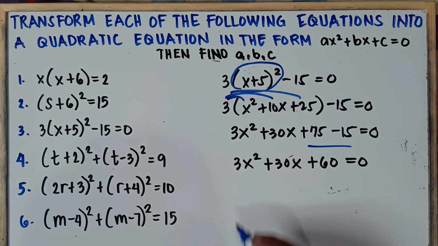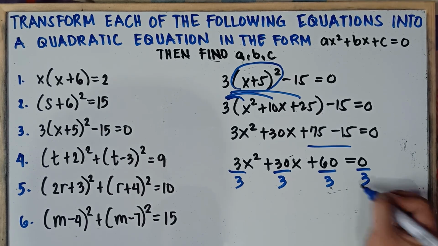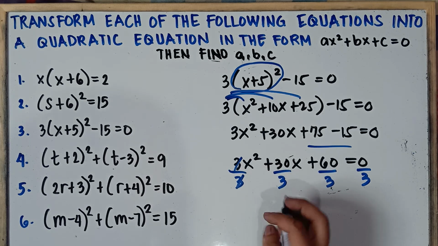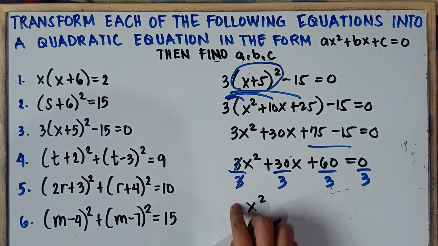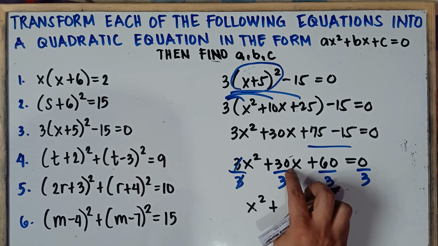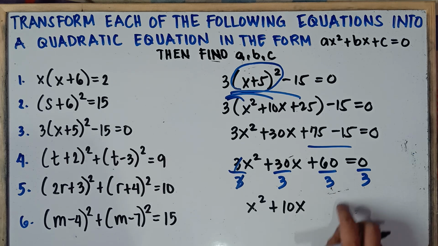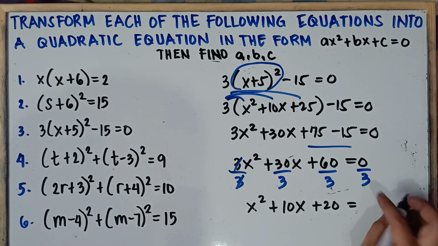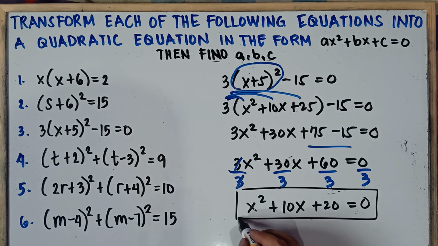Okay, so we divide by 3, divide by 3, divide by 3, divide by 3. So 3 divided by 3 is 1, so you can just simply cancel this out. So this will be x squared. Plus 30x divided by 3, that's positive 10x. 60 divided by 3, that's positive 20. Equals 0 divided by 3, that is 0. That's it, class. This will be our equation.